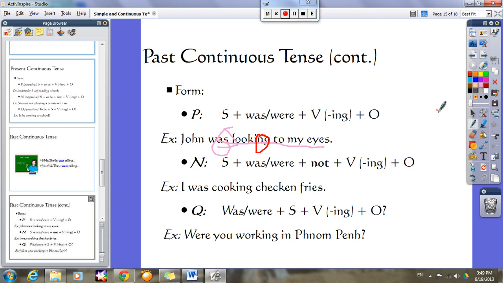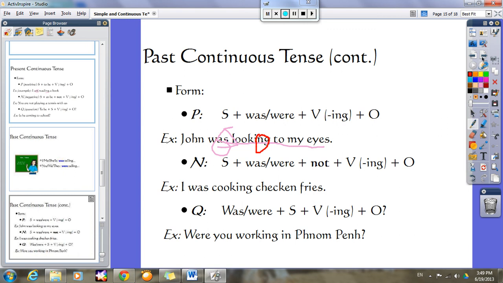If we give another example, it should be like this. I was watching TV when she called. Or, what were you doing when the earthquake started? I was snowboarding.